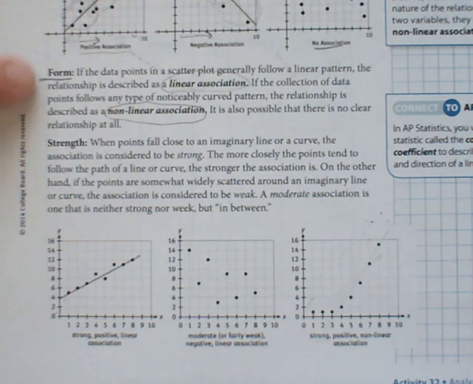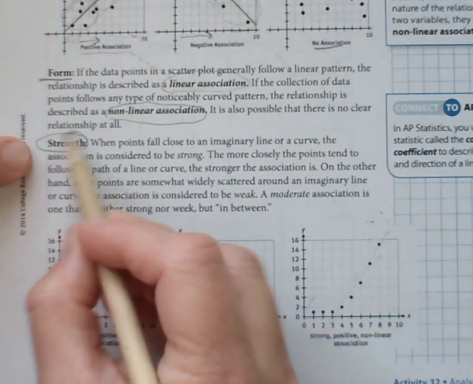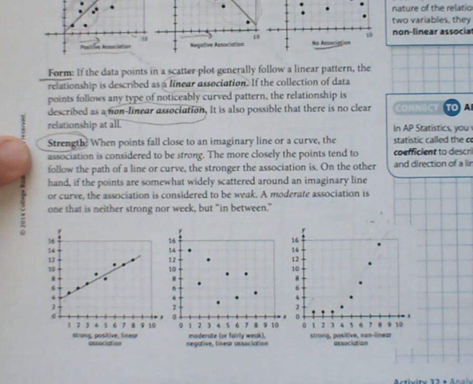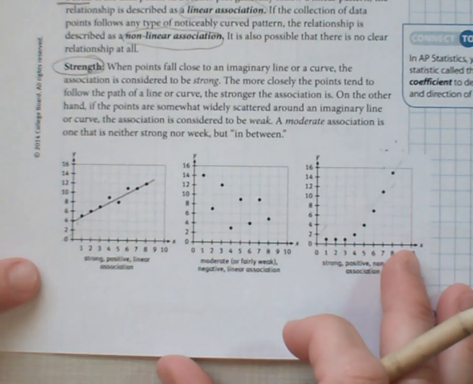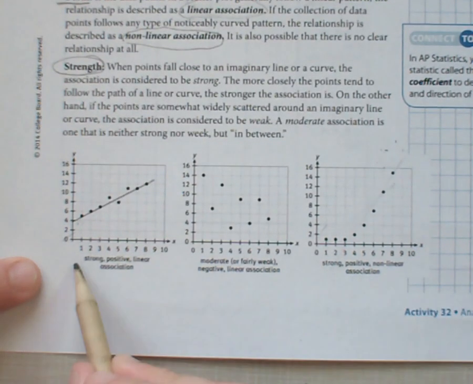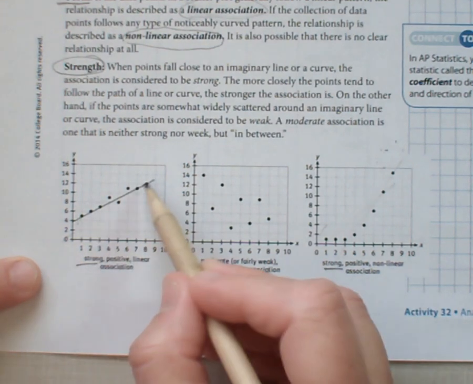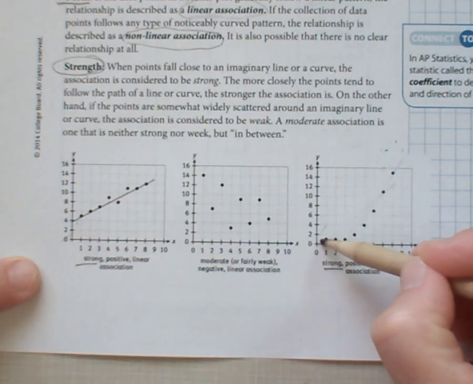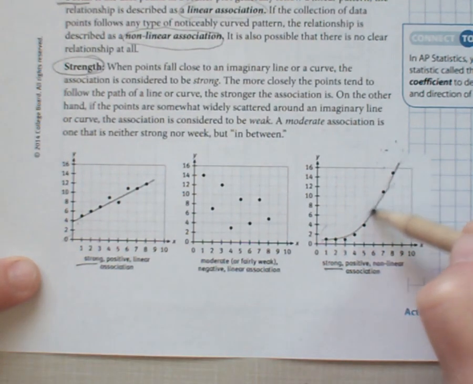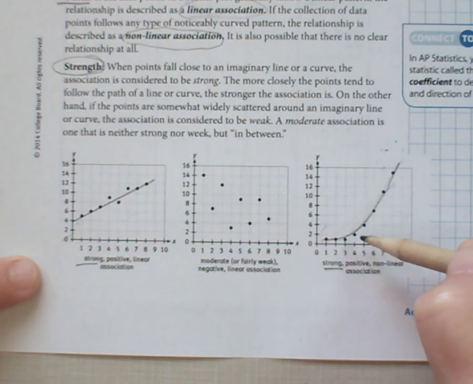Okay? And then our last category is strength. And strength is basically how obvious it is, that is, either positive or negative or linear or non-linear. So these two examples that we looked at are both very strong. Because this one is pretty darn obviously positive and linear, and this one is incredibly obvious that it is positive and that it is nonlinear.